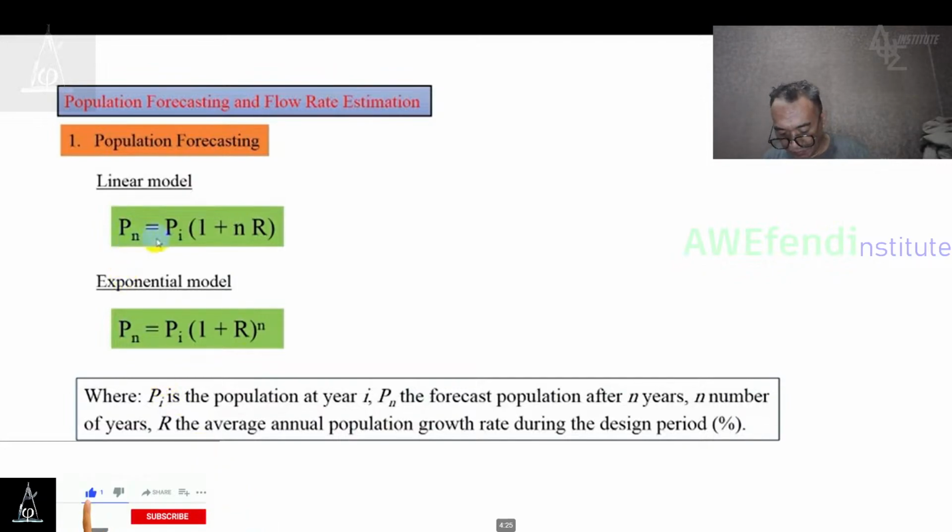Linear model, Pn equals Pi times (1 plus Nr). Exponential model, Pn equals Pi times (1 plus R) to power of N, where Pi is the population at year i, Pn the forecast population after n years, n number of years, R the average annual population growth rate during the design period, %.